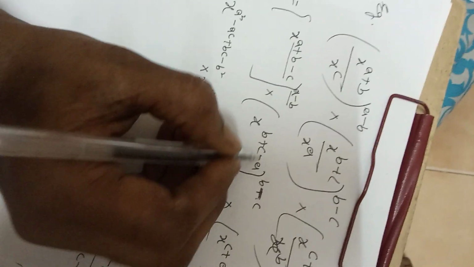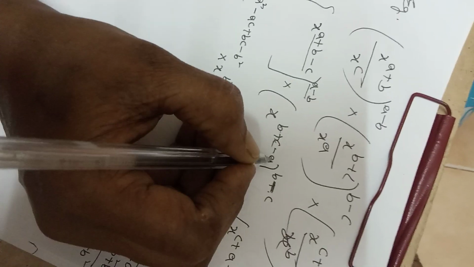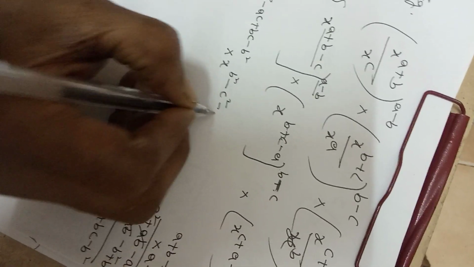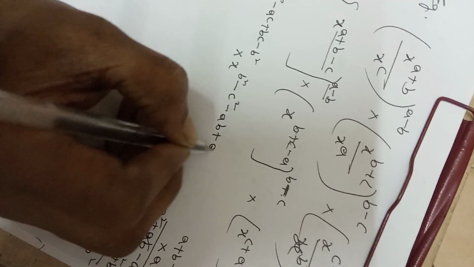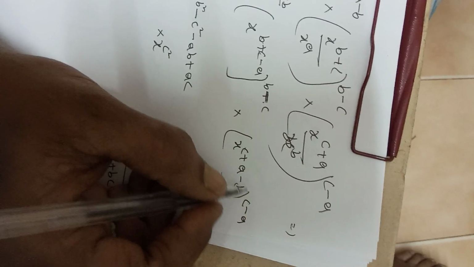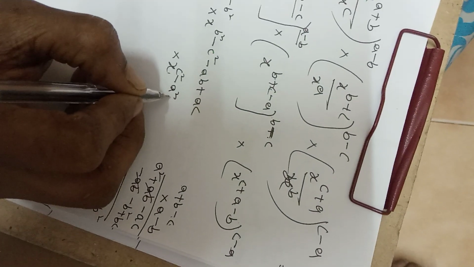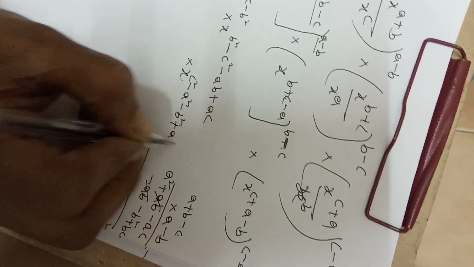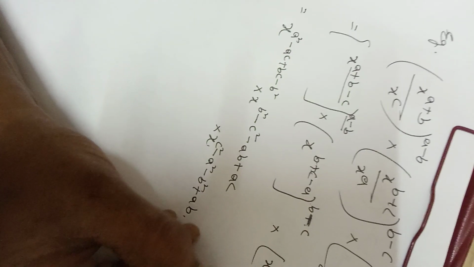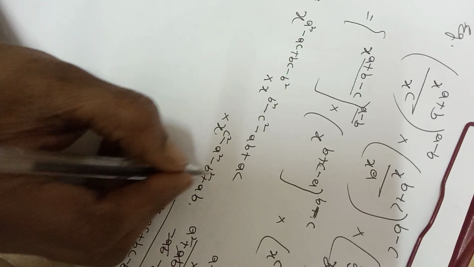C into B cancels, C square minus C square, minus AB plus AC. Now C into C square, CA minus CA and plus AC get cancelled, minus A square and minus BC plus AB. These are the remaining.